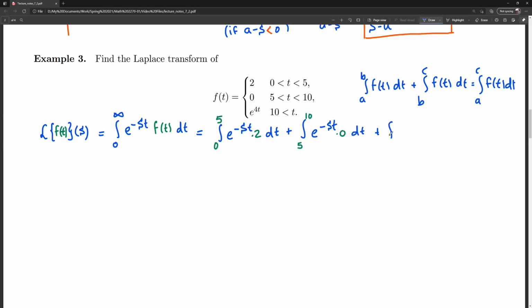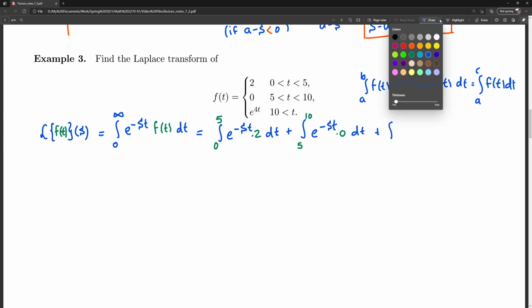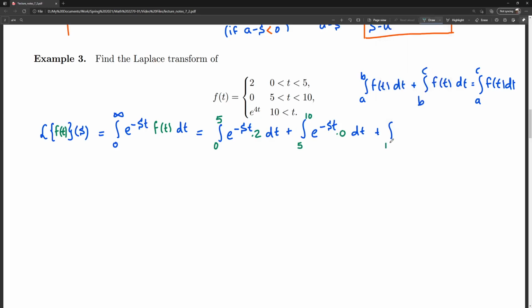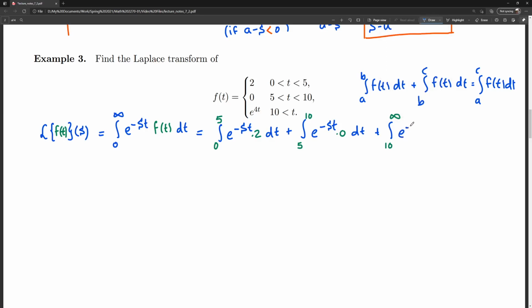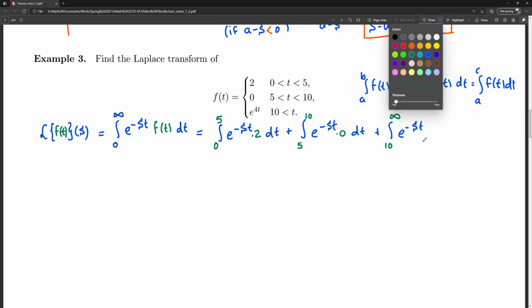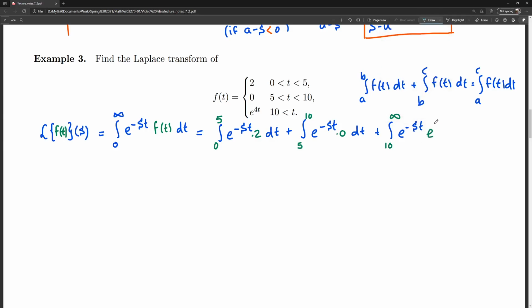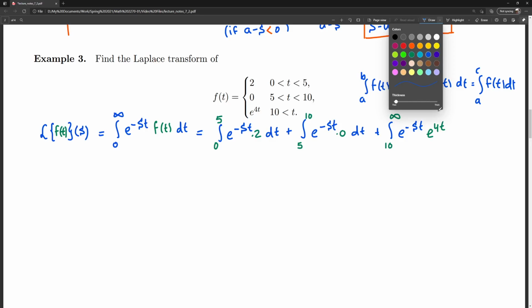And then finally, the last part is when t is greater than 10. So that's from 10 to infinity. And then we have to multiply that by e to the power negative st times e to the power 4t dt.